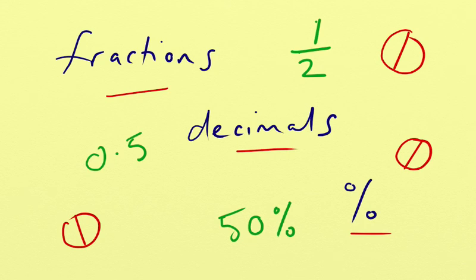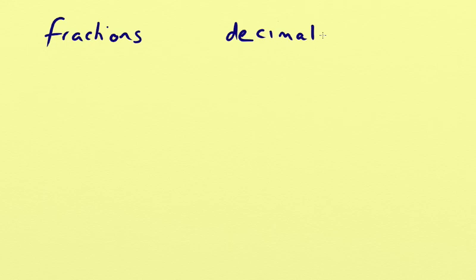Hello. In this video I'm going to show you a little bit about fractions, decimals and percentages and how they're linked together before we start to use them properly. So fractions, decimals and percentages are all different ways of writing the same number. So I'm going to put an equals in there. So fractions equal decimals, which equal percentages. They're all different ways of writing the same thing.